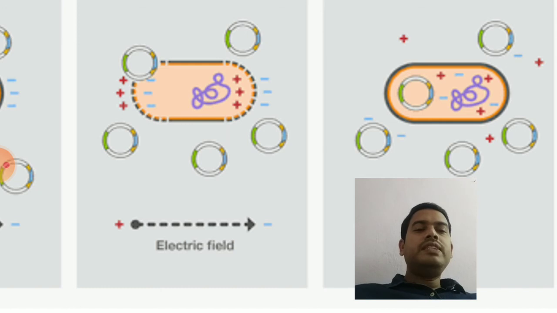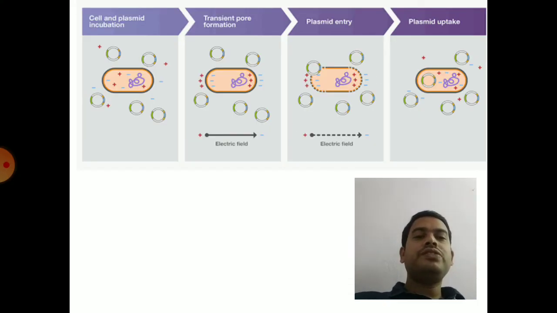The disadvantage of this method is that the electric shock treatment should be given at very low and ambient temperatures and conditions. Otherwise, there is a chance of death of the host cells. So that is how you transfer plasmids by using an electric field.